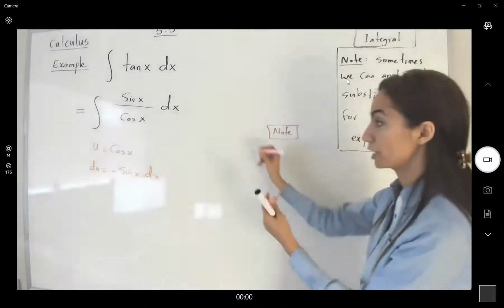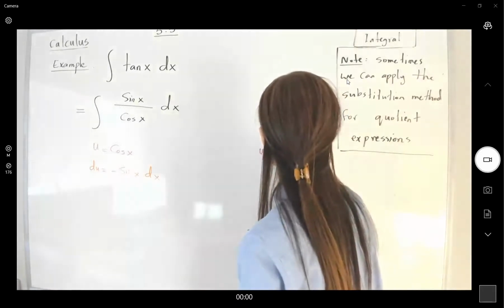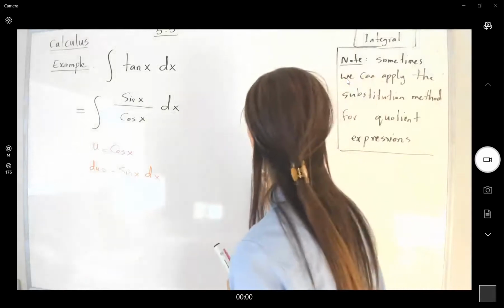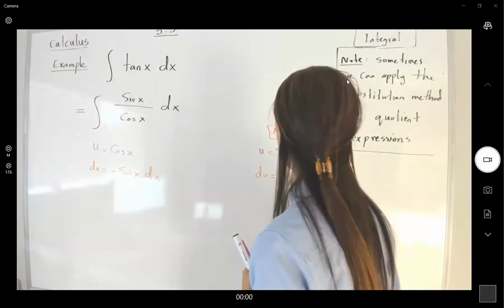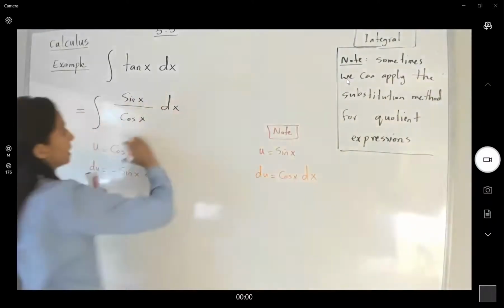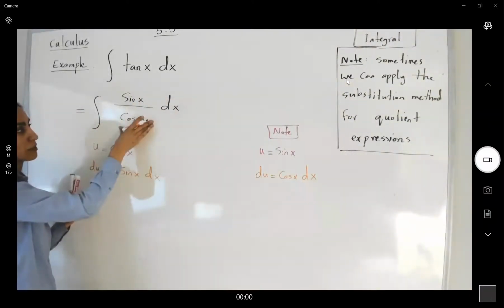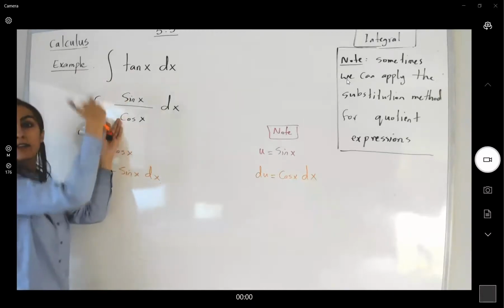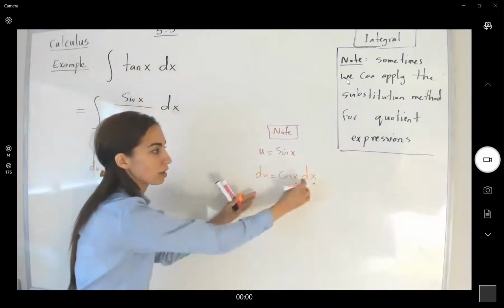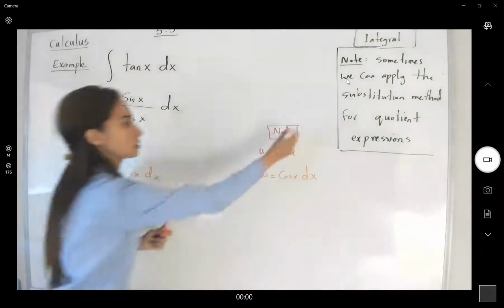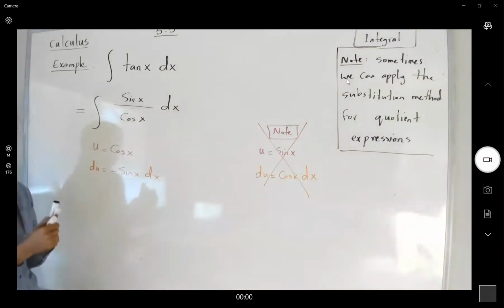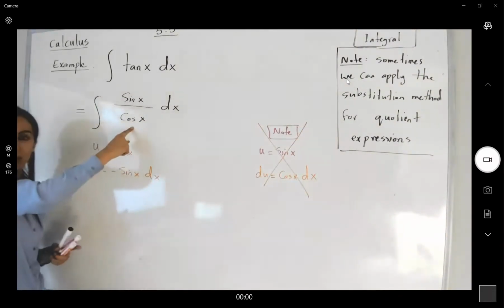Note, if you take u to be sine x, then your du is going to be cosine x times dx. Look at this quotient expression. In this quotient expression, cosine is on the denominator. It's not on the numerator. So you cannot use cosine x times dx. So that's why we cannot take u to be sine. So your u is your denominator.